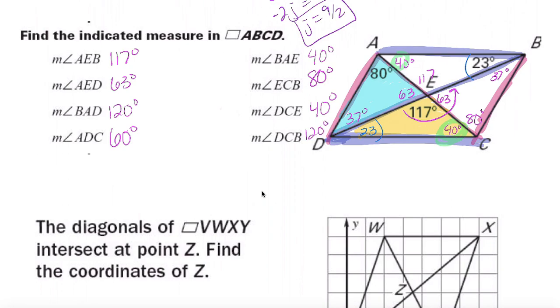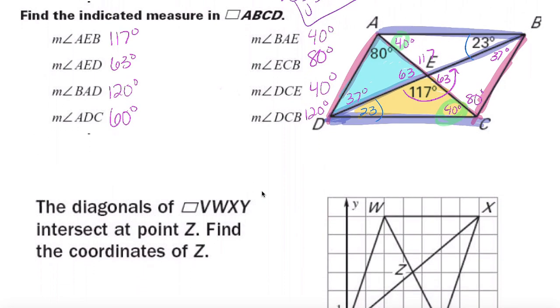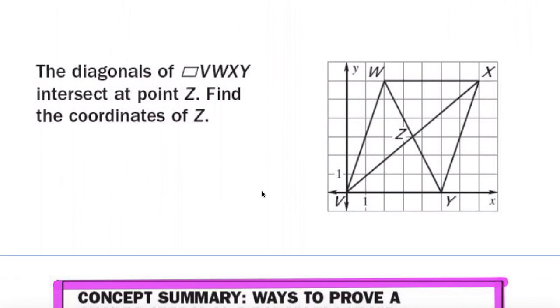So with these, you have to start with what you're given. You have to use your parallel lines, use your rules about alternate interior angles, vertical angles, linear pairs, triangle sum theorem, just using everything you can to get any of the angles that you're looking for.